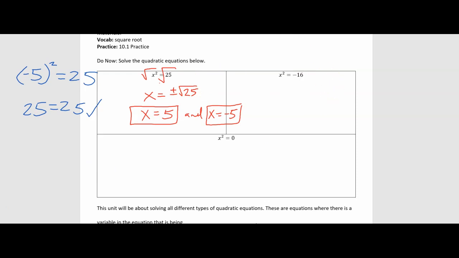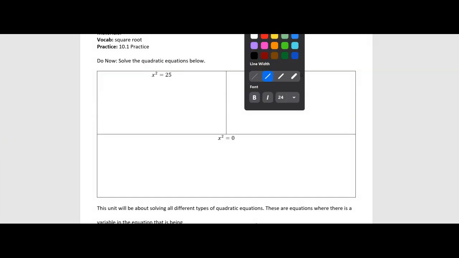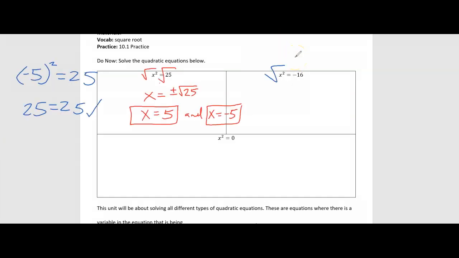Let's look at the one on the right. x squared is equal to negative 16. So we have the same thing here. We're going to be taking the square root of both sides. So I'm going to get x is equal to the positive and negative root of the square root of negative 16. The problem here, though, is if you punch the square root of negative 16 into your calculator, you're not going to get an answer. This does not exist, or at least the answer is not a real number.